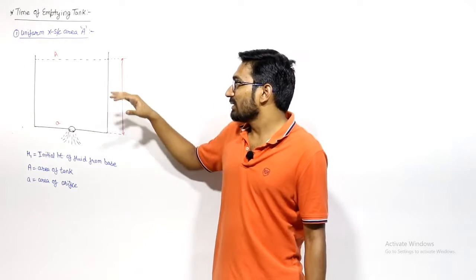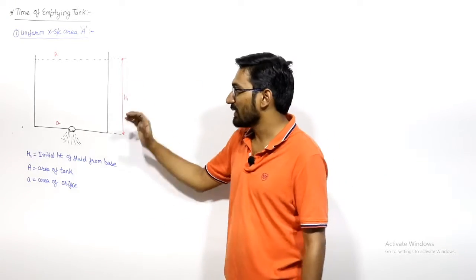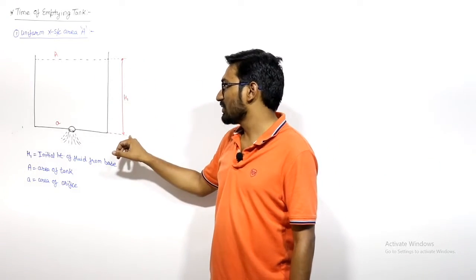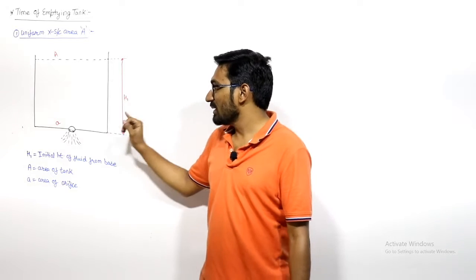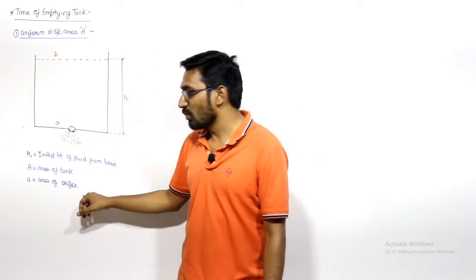And initially the water level, or the liquid level you can say, is at height h1, right? There is a small orifice at the base of the tank, and the area of this orifice is small a.